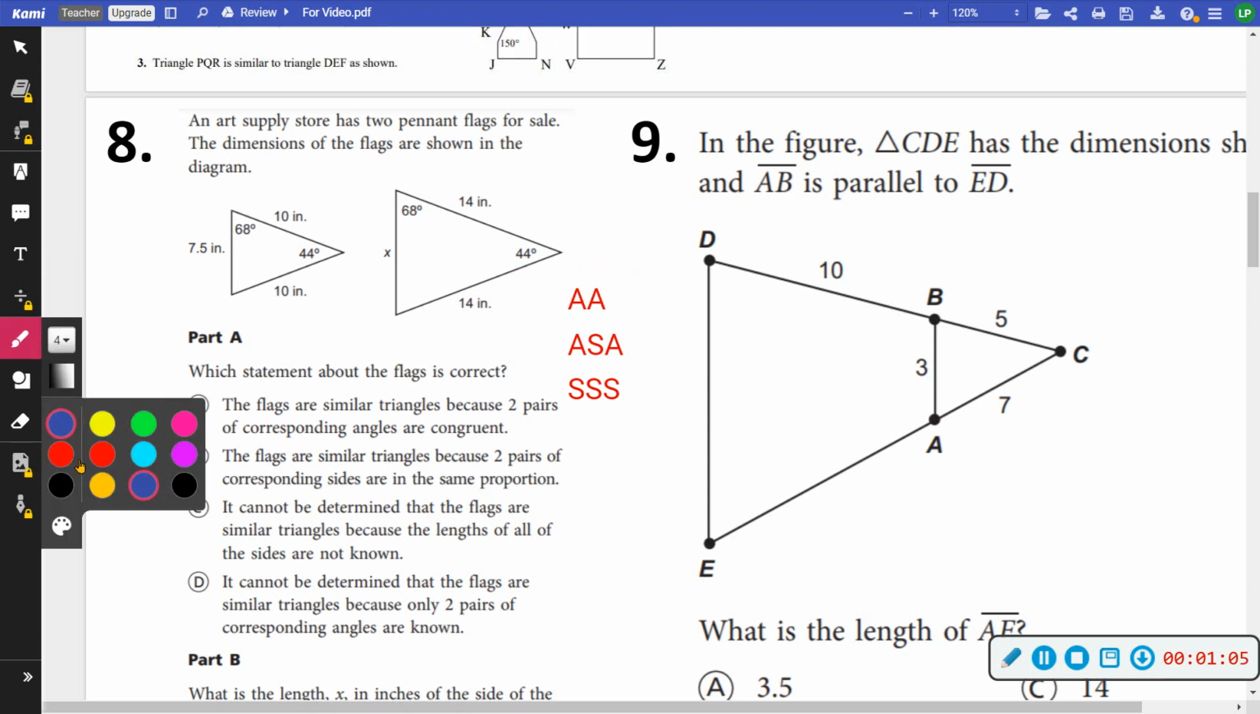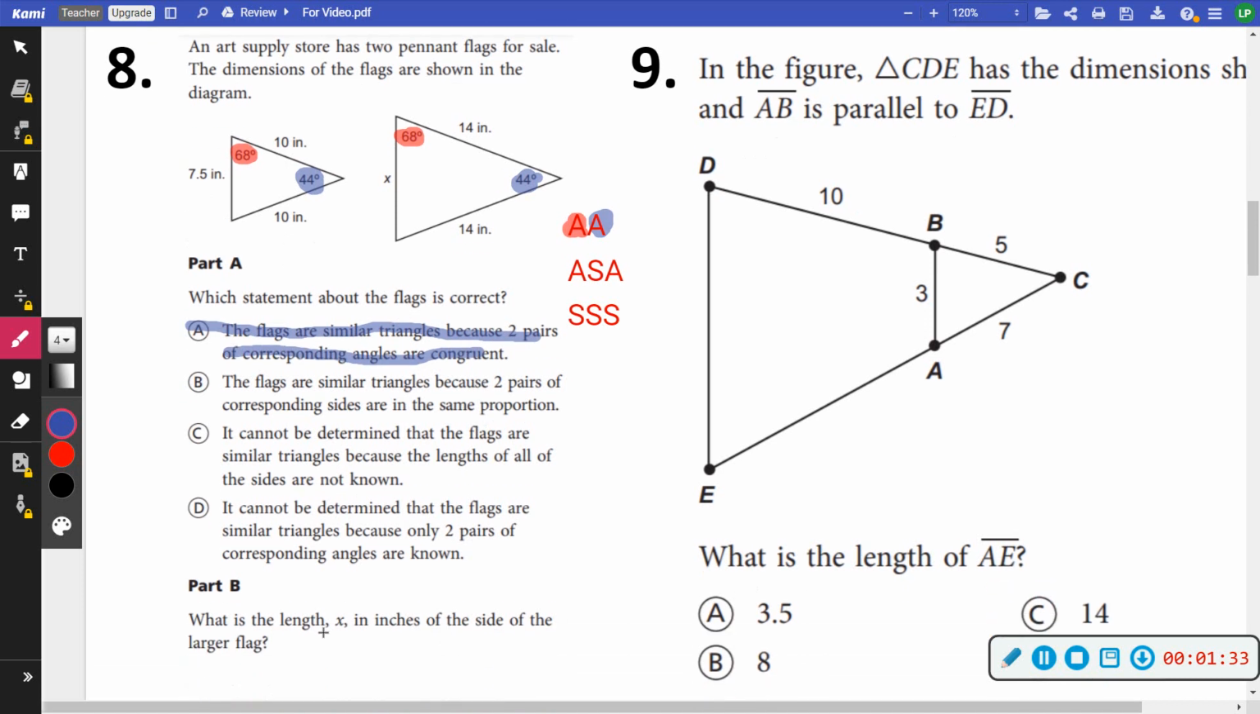First thing I always look for is the angles. So I have 68 is equal to 68. So that takes care of the A part. And then I have that 44 equals 44. That takes care of the other A. So I would say yes, the flags are similar because two pairs of corresponding angles are congruent. So the answer should be A.